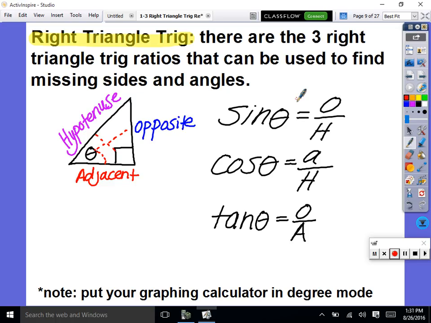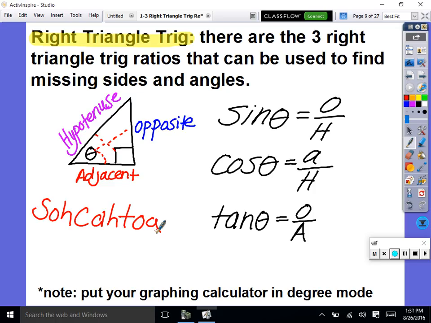Another popular thing that's used, which is just as good, it's called SOHCAHTOA. So, sine is opposite over hypotenuse, cosine is CAH, adjacent over hypotenuse, and TOA, tangent is opposite over adjacent. You're going to hear me use this one, it's just as good. Okay?